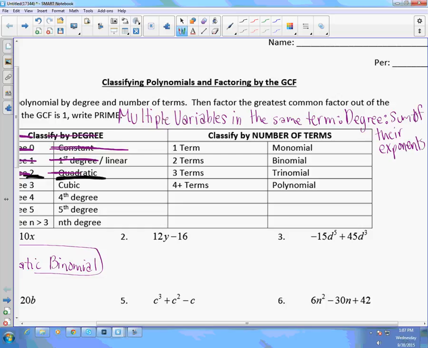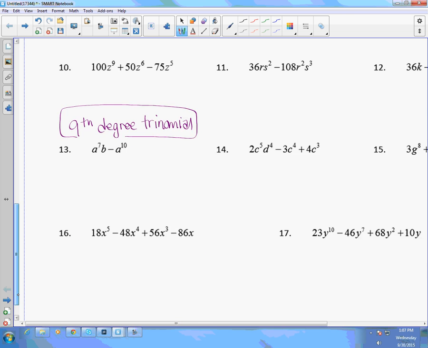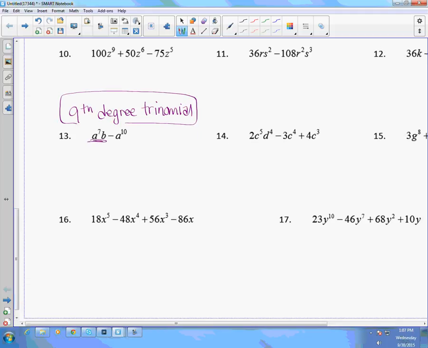Okay, there are multiple different variables in the same term. The degree of that term is the sum, meaning we want to add them. Sum is the answer to the addition problem. So sum of their exponents. Let's look at number 13. A to the 7, B to the what power? 1. So together they make the term not have a 7th power, but actually have an 8th power. However, that is not the highest power of the expression. We have an 8th power here, and here we have a 10th power. So the highest degree is the 10th degree.